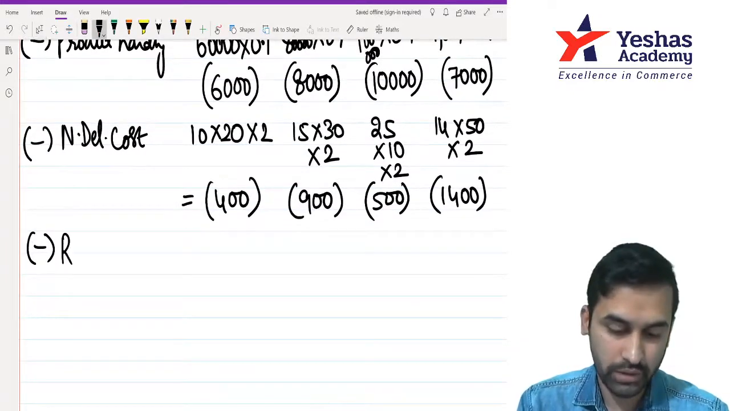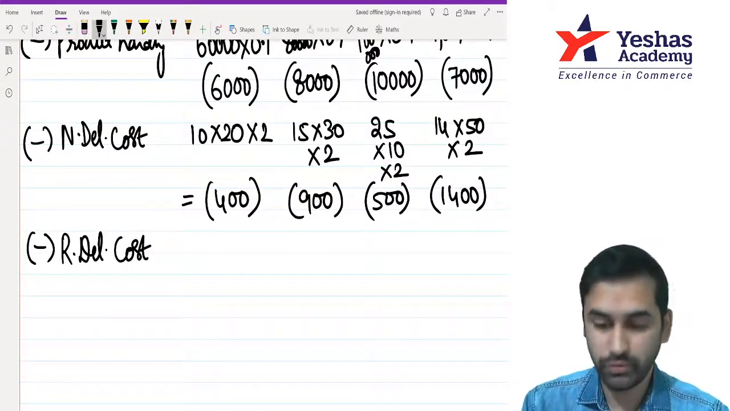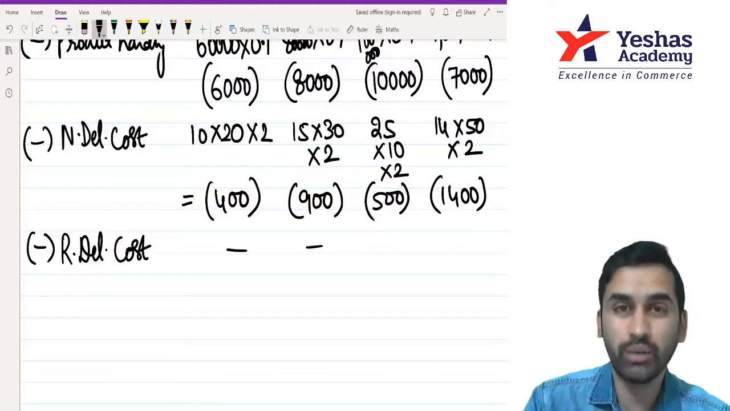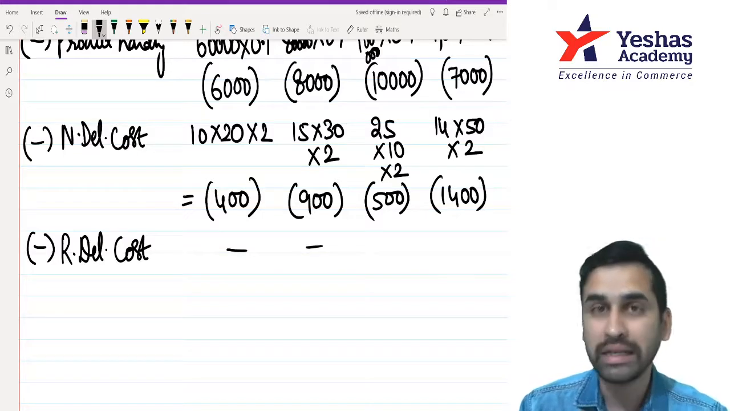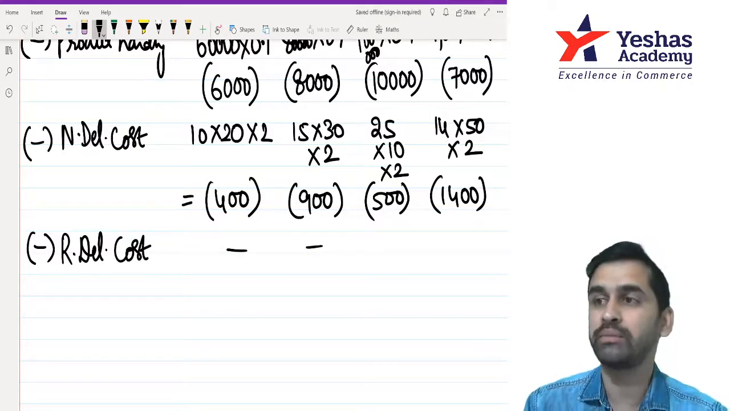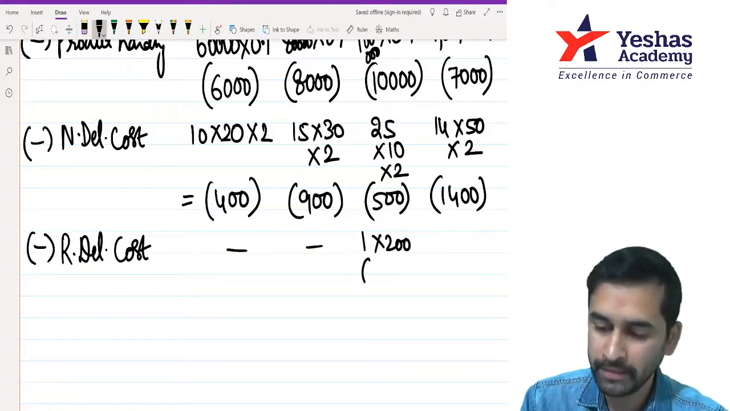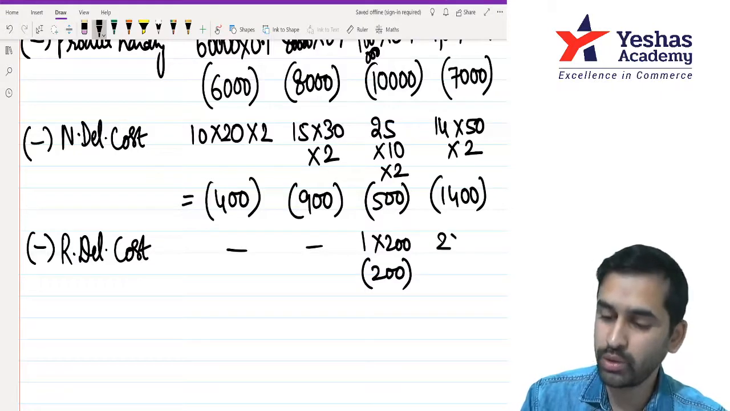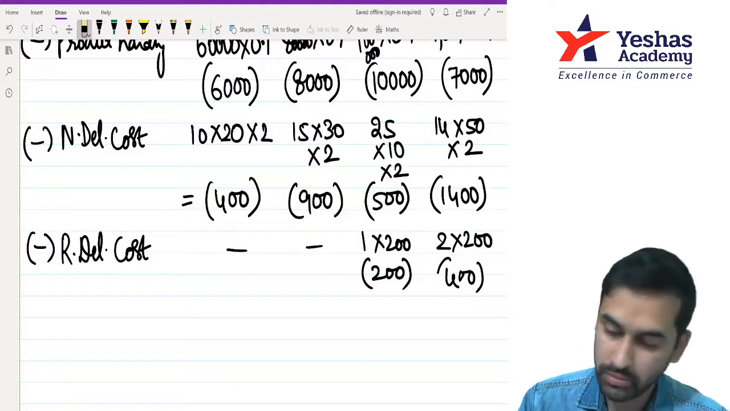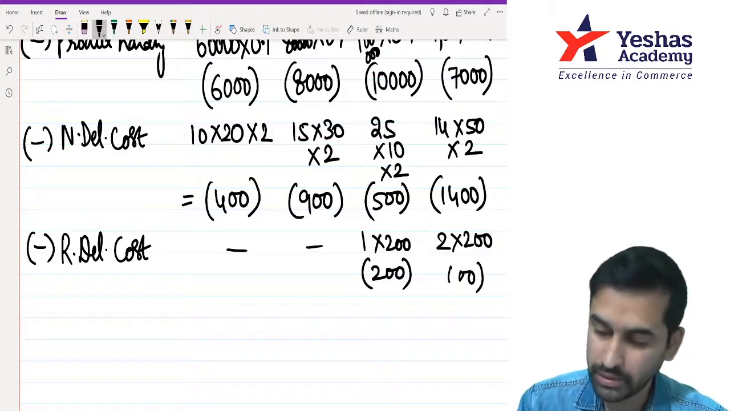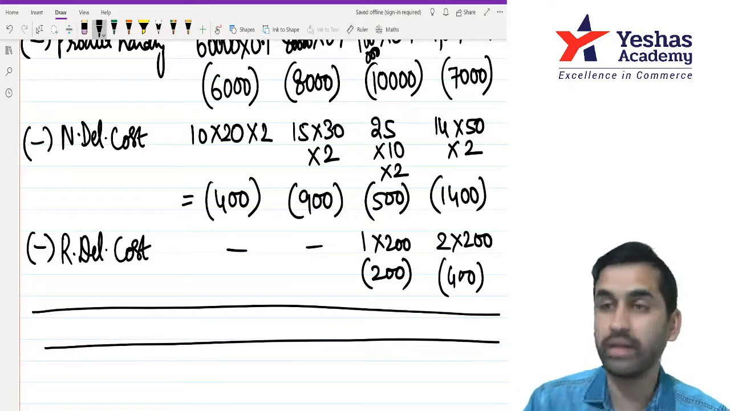Rush delivery cost. 0 and 0 for first and second. And then what is given in the question? 200 per rush delivery. How many rush deliveries for customer C? Only one. Customer D, 2. So it will be 1 into 200. Correct? And this is 2 into 200. Very simple. Minus 400. Done. I think with this I have completed all the cost items.